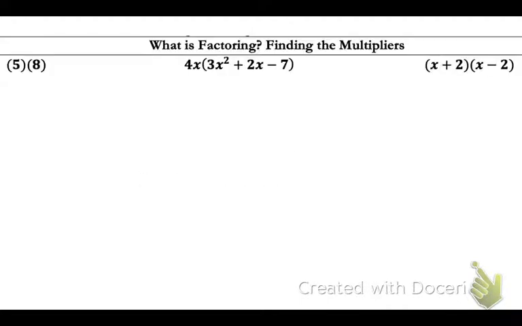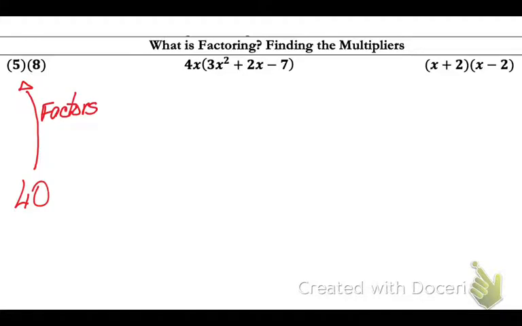So what is factoring? It is actually finding the multipliers. You know how we learned how to multiply polynomials? Well, the things that you multiply together are your factors. So in this case, 5 times 8 is going to give me 40. That means 5 and 8 are factors of 40. They're the multipliers that give me 40.